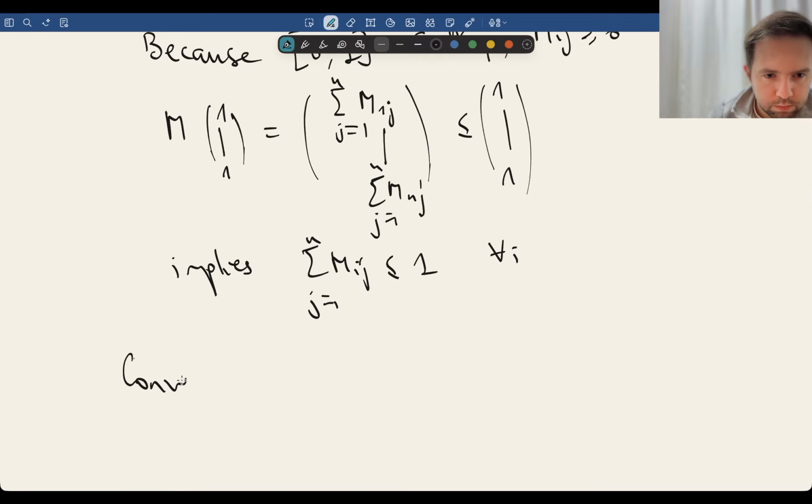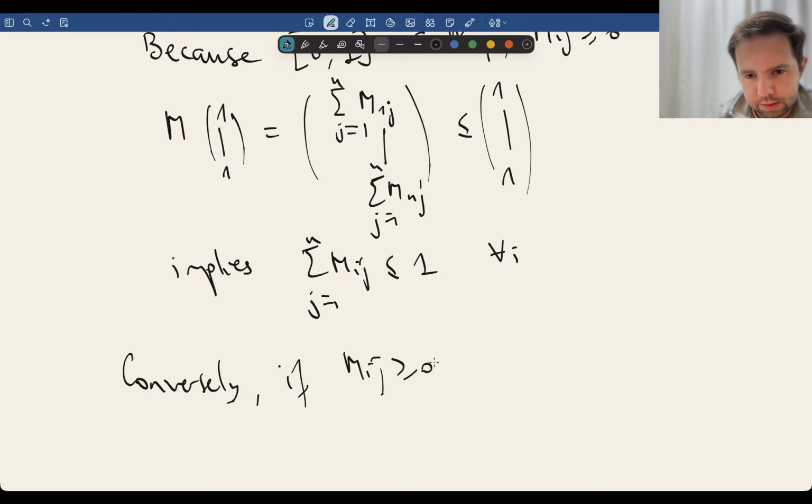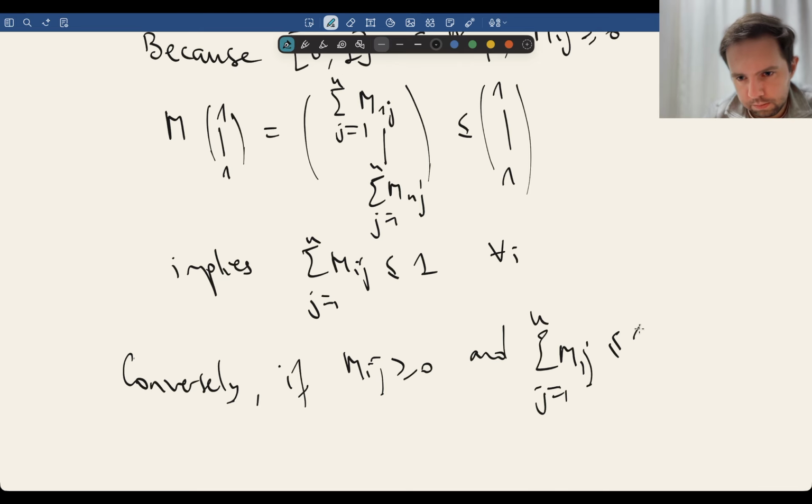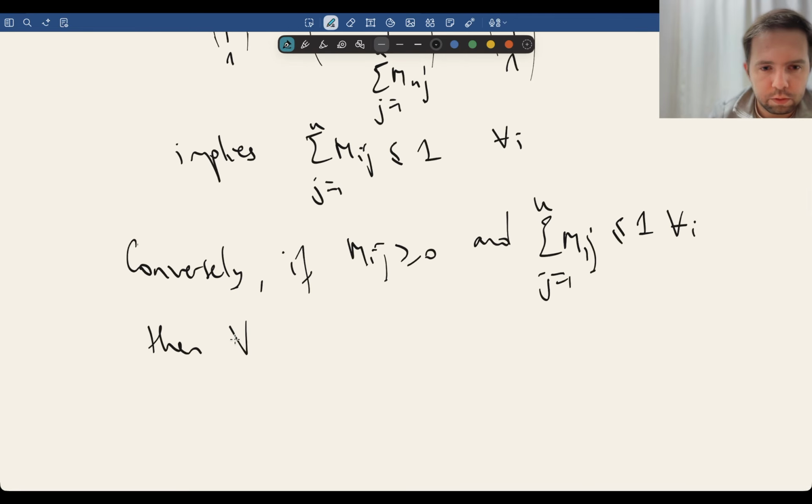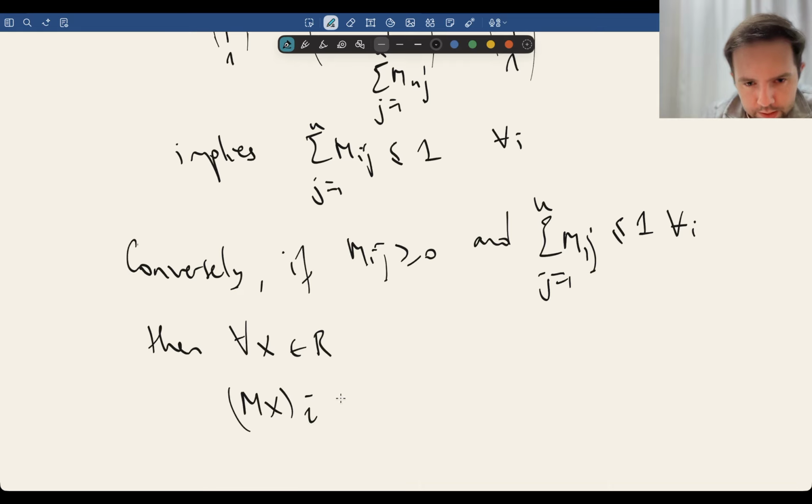Conversely, if m_ij is non-negative and the sum of m_ij over j is smaller than 1 for all i, then for all x in R, so R here is the cube, we have that (Mx)_i is the sum of m_ij x_j. This is between 0 and 1.